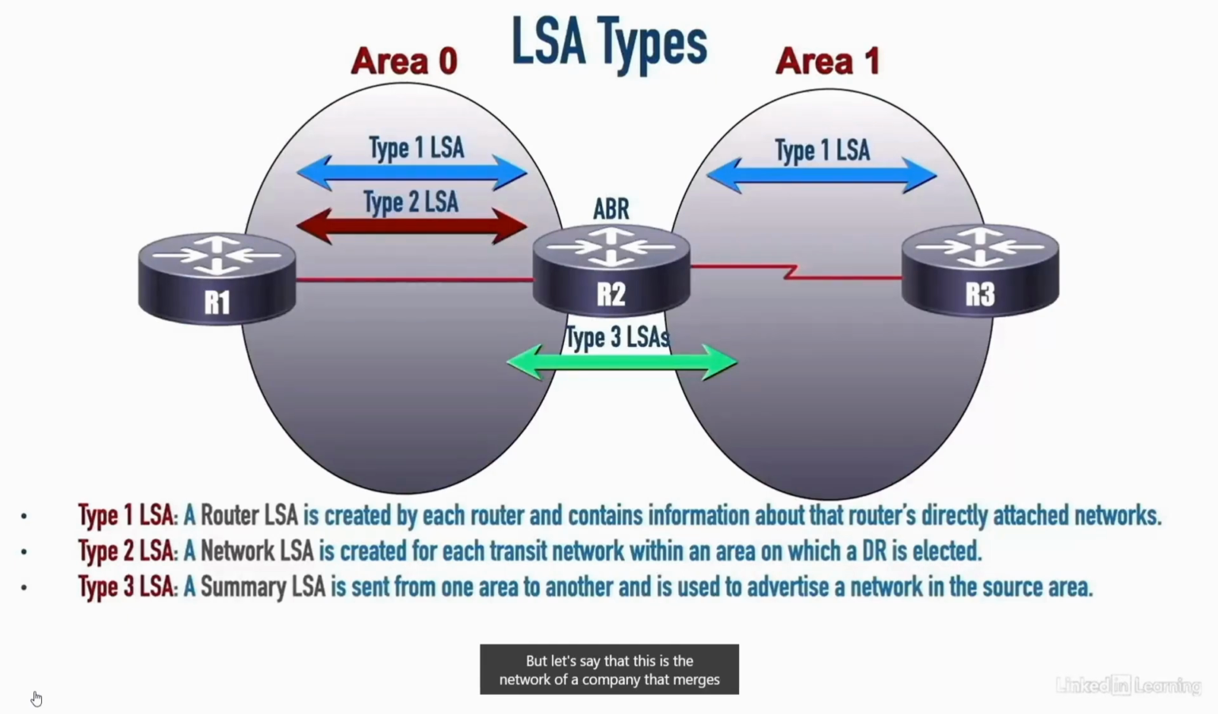But let's say that this is the network of a company that merges with another company. And this other company, instead of running OSPF, maybe they were running EIGRP.